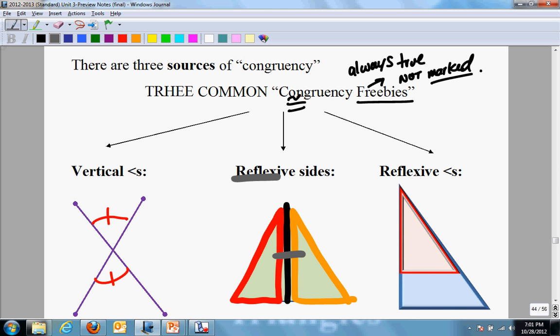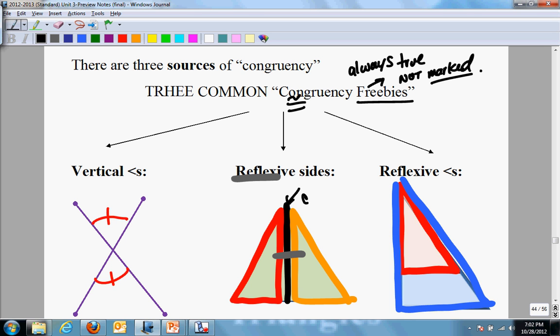And then you have what's called reflexive angles. So here, this triangle, trace it please, and this triangle, trace it, and this is a common side. That's why it's called a reflexive side. In the red and blue triangle here, they do not have a reflexive side, but they do have what's considered a reflexive angle. They have a common angle, an angle that's shared exactly by both. We would sweep and mark that with a hatch mark.